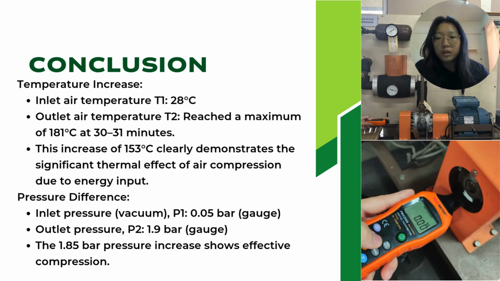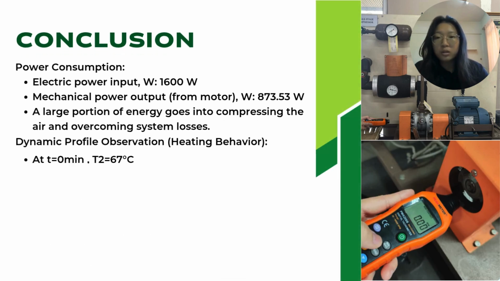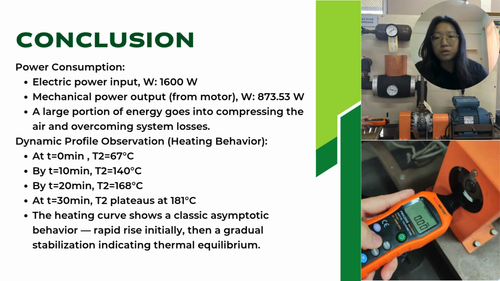For the pressure difference, the inlet pressure, a vacuum, P1 is 0.05 bar, and the outlet pressure P2 is 1.9 bar. So the difference is 1.85 bar, and the pressure increase shows effective compression. For power consumption, we can see that the electric motor input is 1600 watts, and the mechanical power input is 873.53 watts. So a large portion of energy goes into compressing the air and overcoming the system losses.